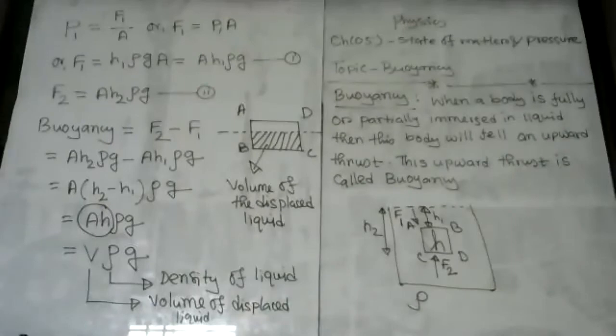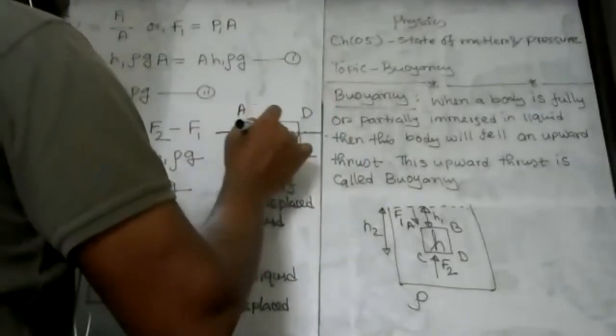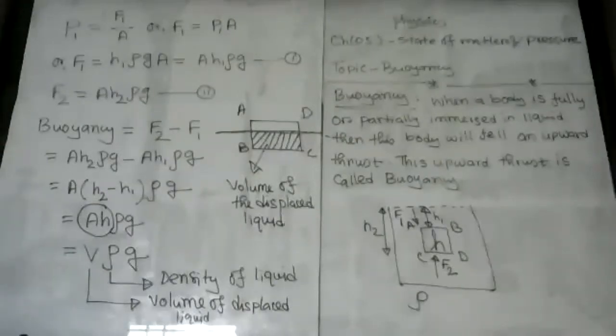Suppose this is the level of water. The part of the body that stays inside the level of the water is called the volume of displaced liquid. So the part of the body that stays inside the water is the volume of displaced liquid.